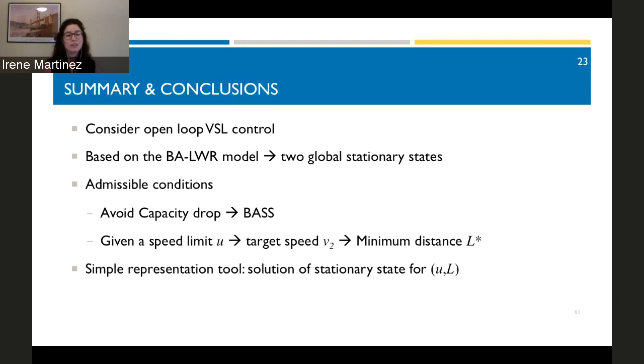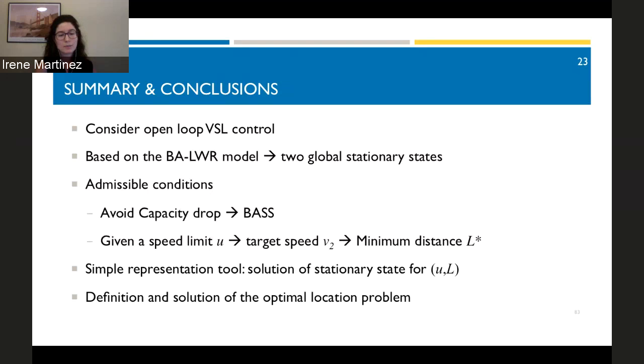We have also presented a very simple representation tool to obtain the solution of the stationary states for a given speed limit and location. And basically, we have defined and solved the optimal location problem, both for lane drop bottlenecks, channel and sag bottlenecks.